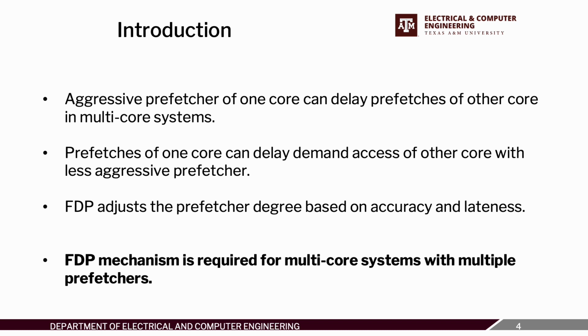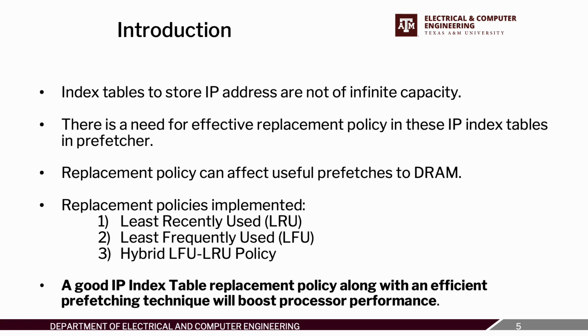FDP specifically comes into the picture when multicore systems have to be developed with multiple prefetchers. It is necessary to have effective and good replacement policies, as we generally have a limitation on the size of index tables that we use to store the IP addresses. So here we've discussed three different replacement policies. They are the least recently used LRU, least frequently used LFU, and a hybrid of both policies. It is generally good to have an IP index table replacement policy along with an effective prefetching technique, which will boost the performance of the processor.